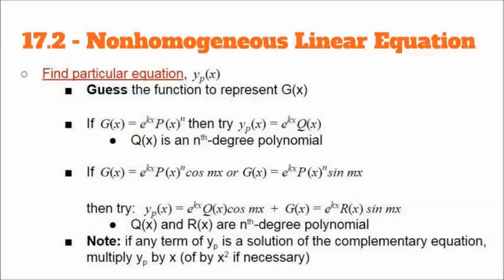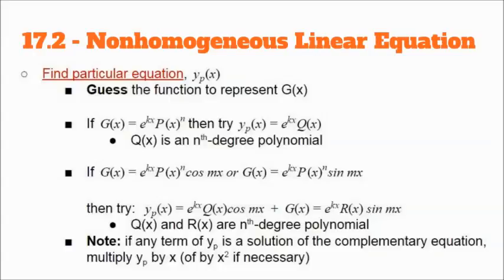Now, a good way to do this is, for example, if g of x is equal to e to the power of kx times p of x, where p is a polynomial of degree n, then try yp of x equal to e to the power of kx q of x, where q is an nth degree polynomial.